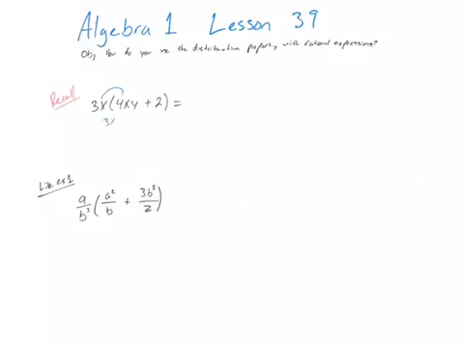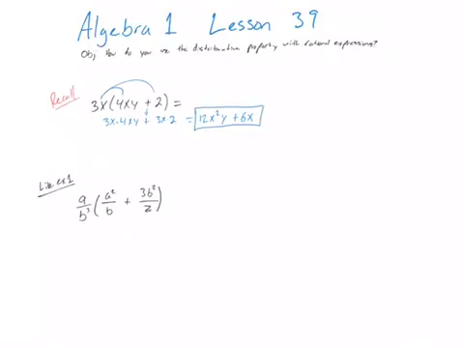This is going to be 3x times 4xy plus, it just comes down there, 3x times 2. You don't necessarily have to write that step. Now if you can multiply them in your head, this would come out to be 12x squared y plus 6x, and that would be my answer.